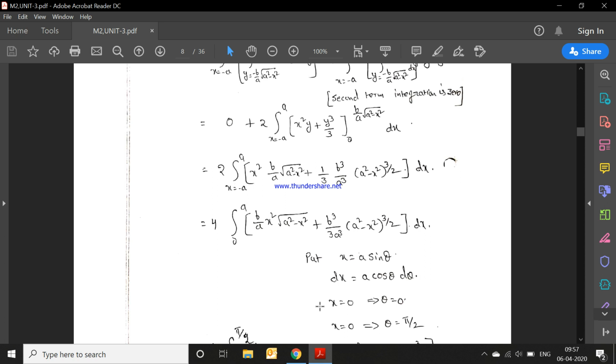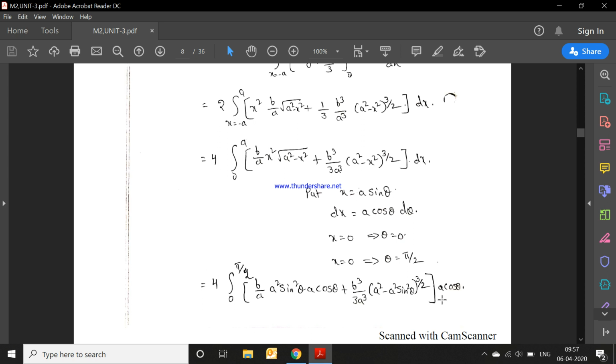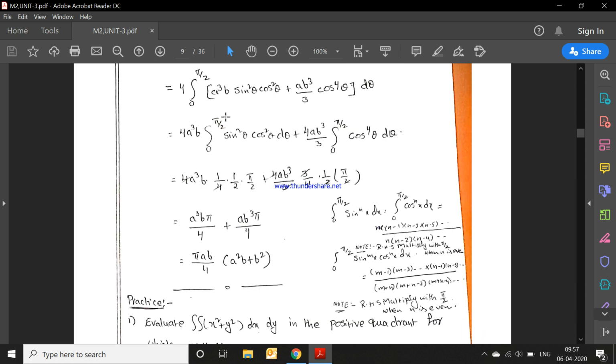So now going to the limits, when x is equal to 0, sin theta is equal to 0, so theta is 0. When x is equal to a, you have to substitute it: sin theta is equal to 1. Sin is 1 at pi by 2, so that's why theta is equal to pi by 2. Then you can change the limits to pi by 2.